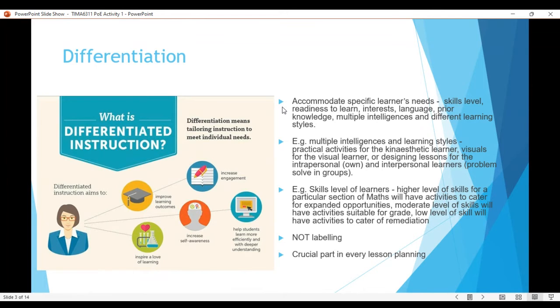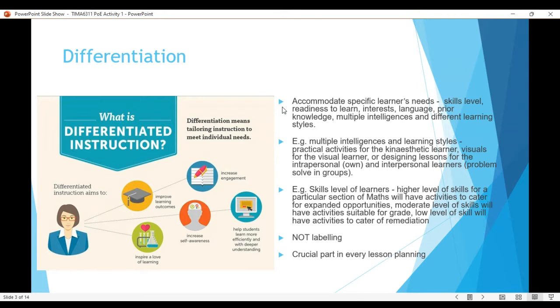And then we can have a low level of skill group where we will have activities to cater for remediation, and where you as the teacher can also spend some more time to explain and re-explain the content until they understand, and to assist them. Differentiation is not labeling, and that is why it's so important to keep your groupings flexible and not to keep one learner in one group for too long.